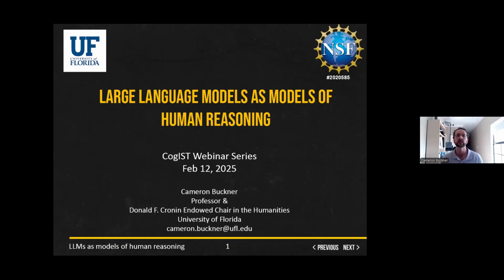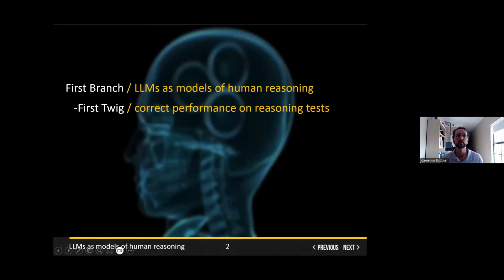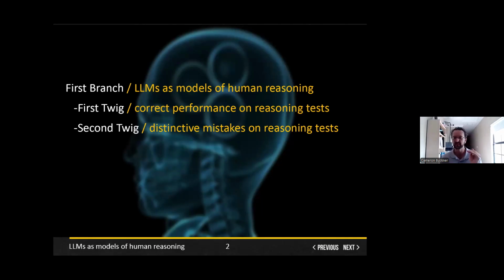To do that, I'm going to go through a few different ways that they could be relevant to understanding human reasoning. For example, we might look at their performance on tests of reasoning, the same kinds of tests that we would give humans. We might look at the distinctive kinds of mistakes they make on reasoning tests. These are increasing levels of cognitive theoretic sophistication as we go down the list. The third twig, and this is getting very interesting just over the last few months, is to scrutinize the inner chains of thought that some of the newer models like o1, o3 and DeepSeek produce in solving problems.